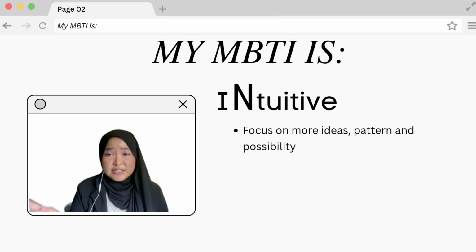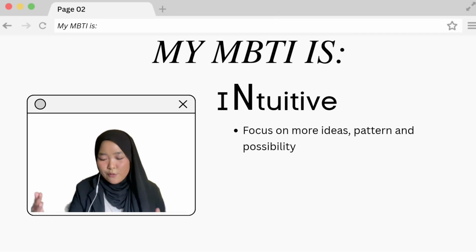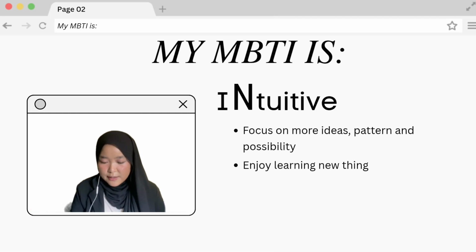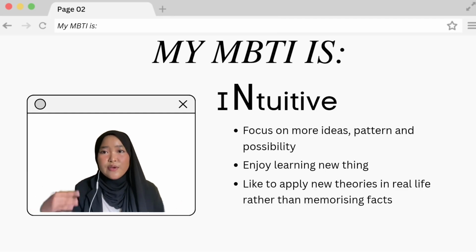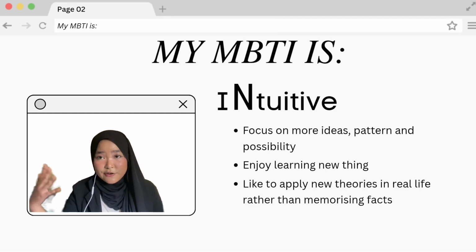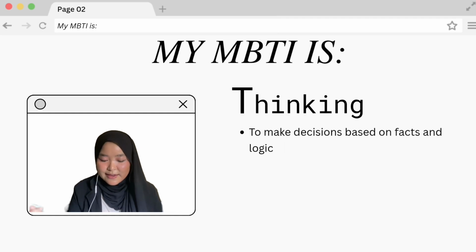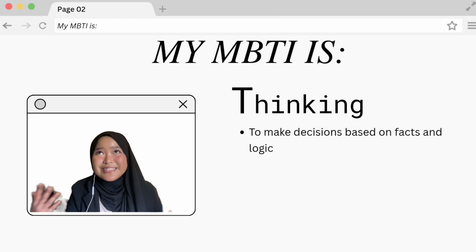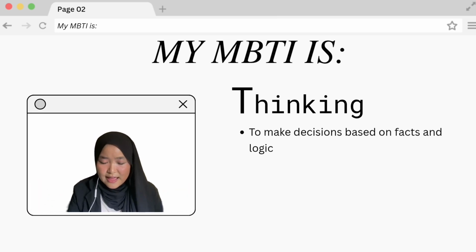Intuitive means I focus more on ideas, patterns, and possibilities. I enjoy learning new concepts and theories and thinking about how they can be applied creatively rather than memorizing facts. Next is thinking. I tend to make decisions based on logic and objective reasoning of facts, and I also value fairness and clear expectations, especially in academic situations.